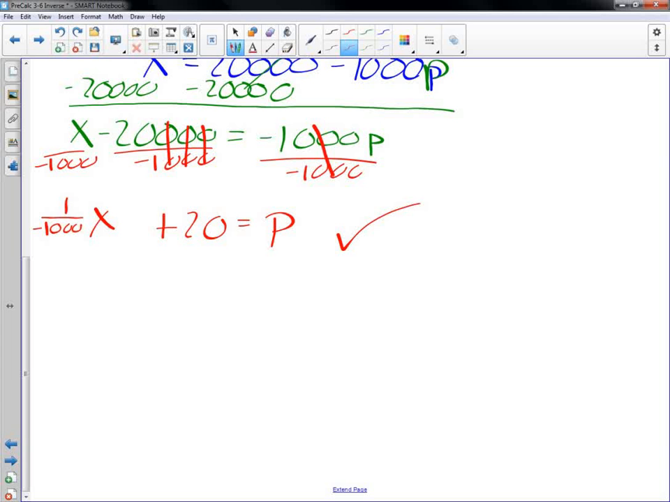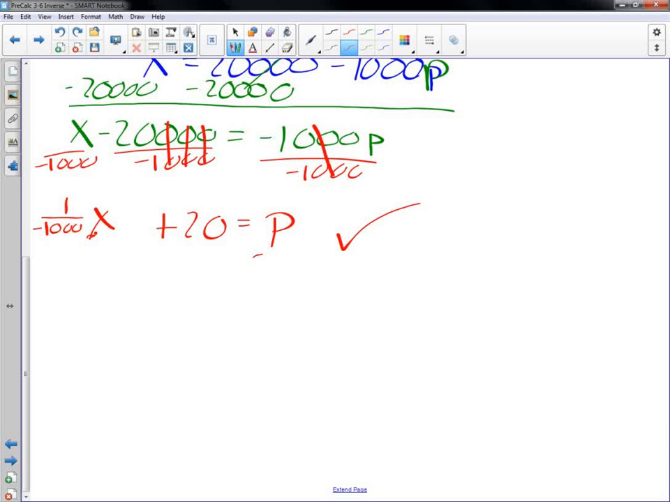And how does this differ? Well, it tells me if I want to sell this many headphones, the price has to be this much money. So let's say we're going to shut down the plant for a little while, and we have 2,000 headphones in surplus. So I want to sell 2,000 headphones.